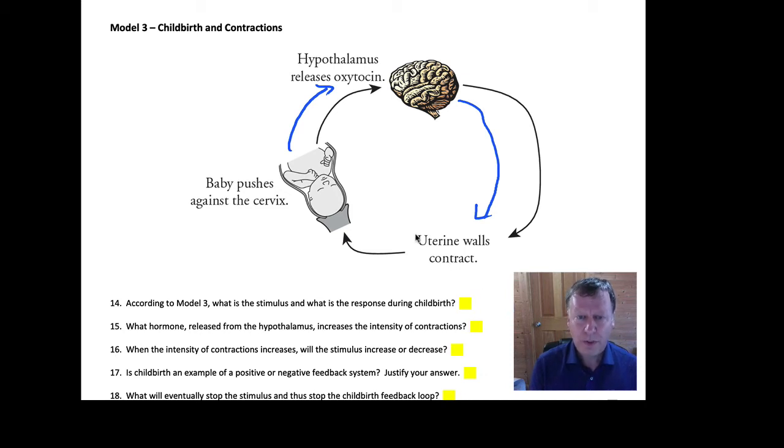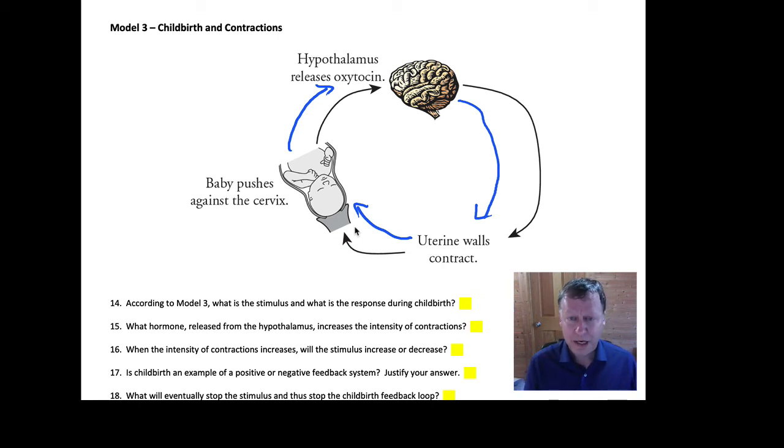Those signals cause the uterine wall to contract. When the uterine wall contracts, what do you think that does as far as the baby pushing against the cervix? Well, it makes it push against the cervix harder. So we have amplified our signal now. The hypothalamus is going to release more oxytocin. That's going to cause the uterine walls to contract even more, increasing the effect even more. Stronger contractions. This process is going to repeat over and over and over.